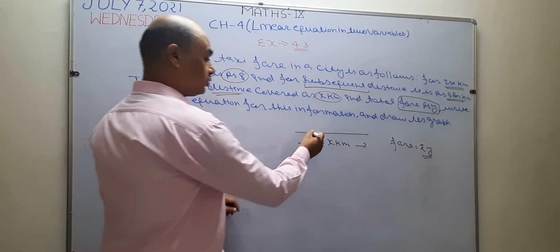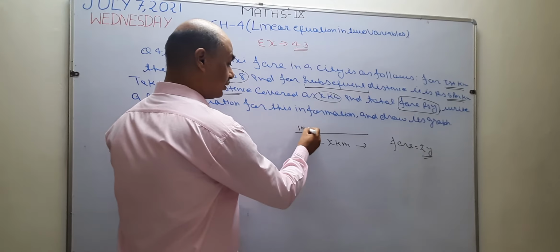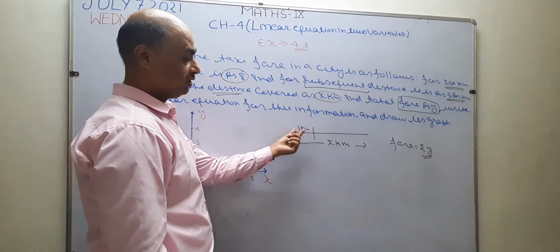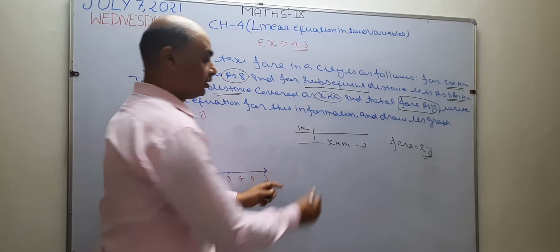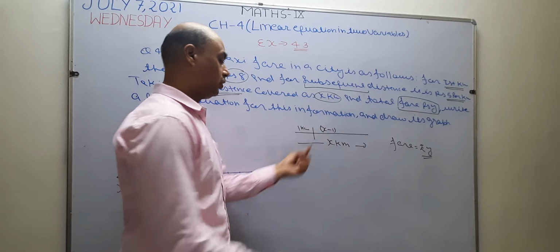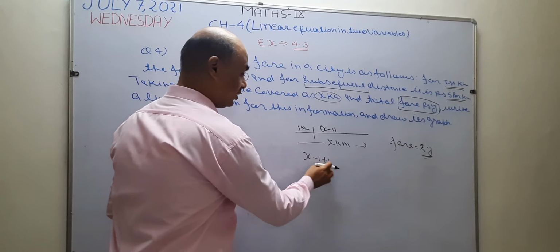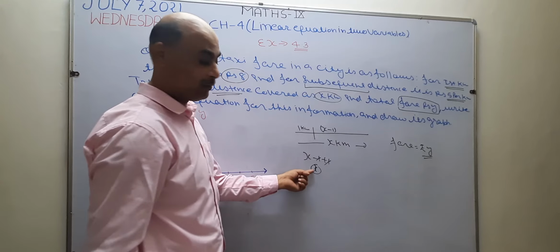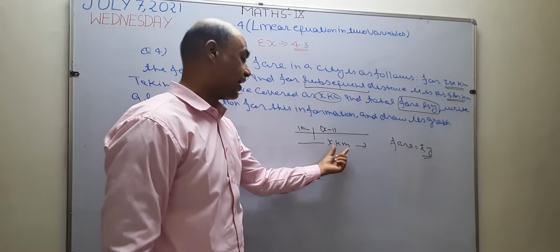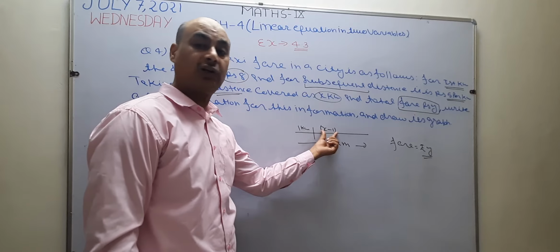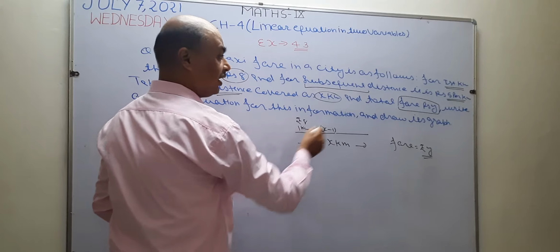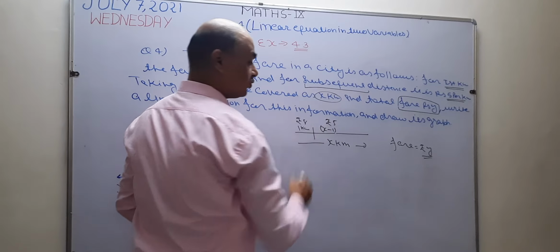Again suppose this part is 1 kilometer. If this distance is 1 kilometer, the remaining distance is, simply subtract 1 from x. So x minus 1 is the remaining distance. Now add these two: x minus 1 plus 1, minus 1 and plus 1 cancel, what is left? x. It means the total distance becomes x. If this is 1 kilometer and the total distance is x kilometer, the remaining distance is x minus 1 kilometer. Now according to the question, for 1 kilometer he pays rupees 8, and for the remaining distance he pays rupees 5 per kilometer.